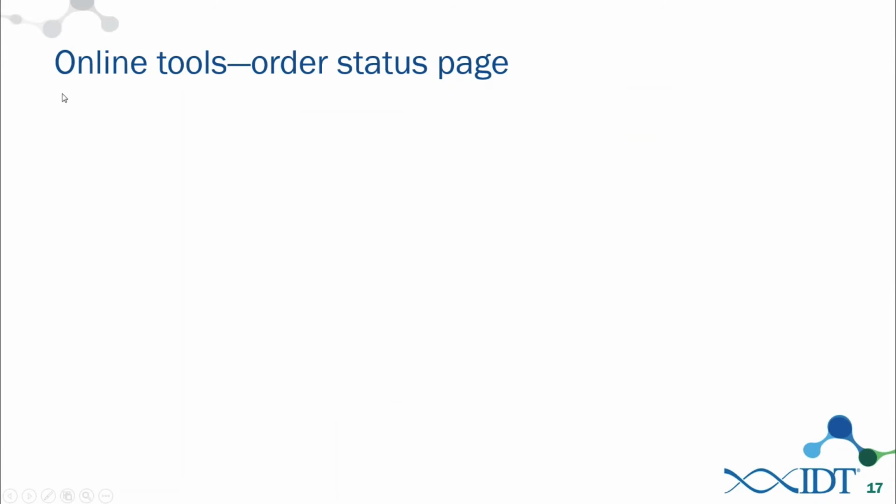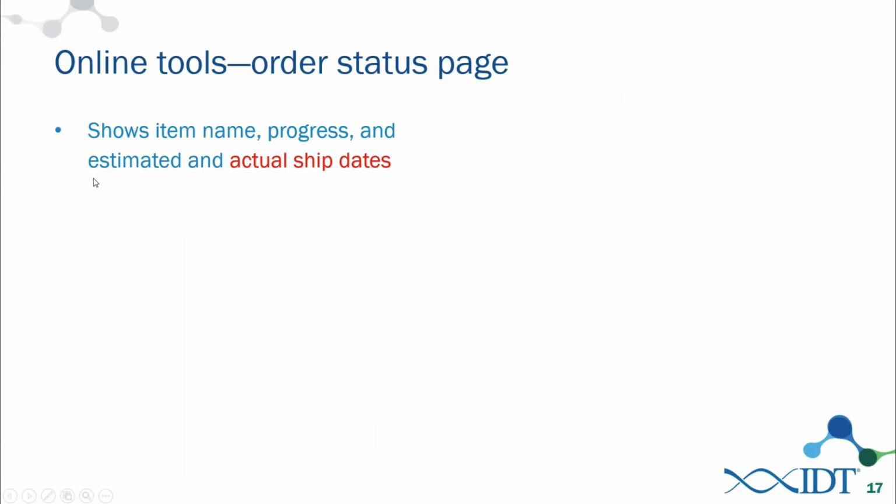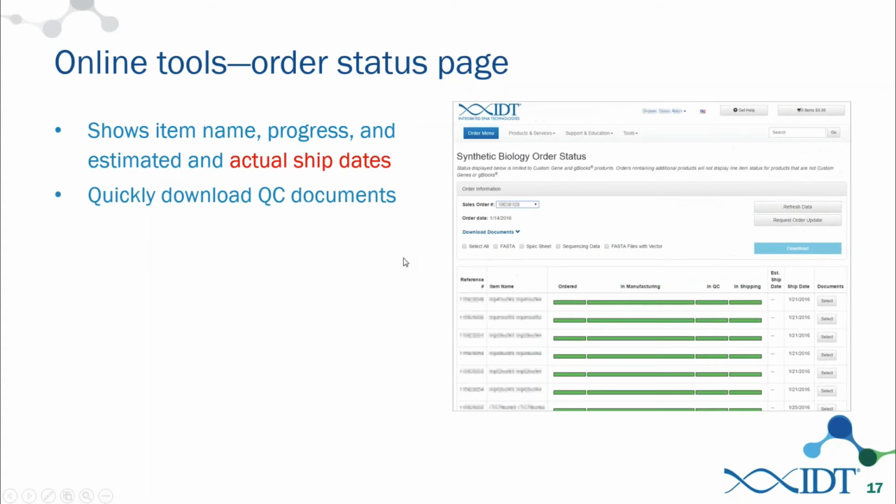One of the other tools that we've recently brought online is the order status page. This is a tool that allows you to see the current orders and the past orders in the synthetic biology group that you've had at IDT. So any genes or any GBlocks gene fragments will show up in this. It gives you the state of progress of any of the individual sequences, and an estimation of ship dates or an actual ship date if that item has already shipped.